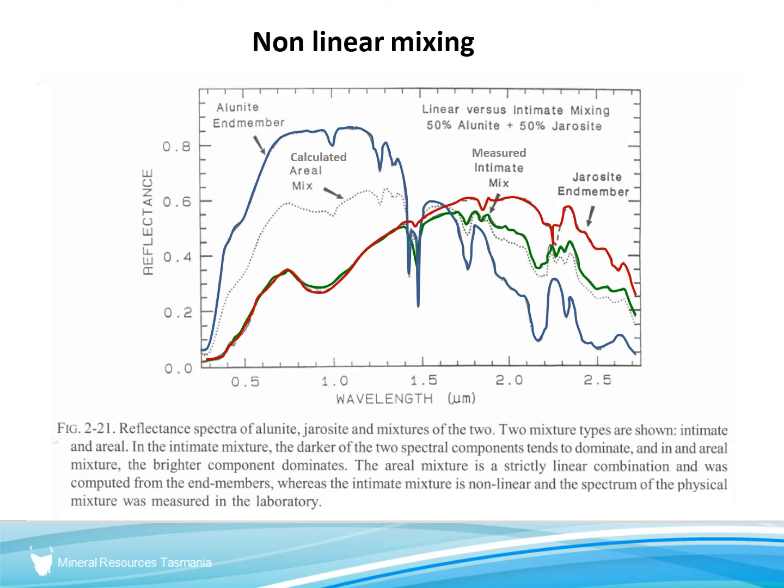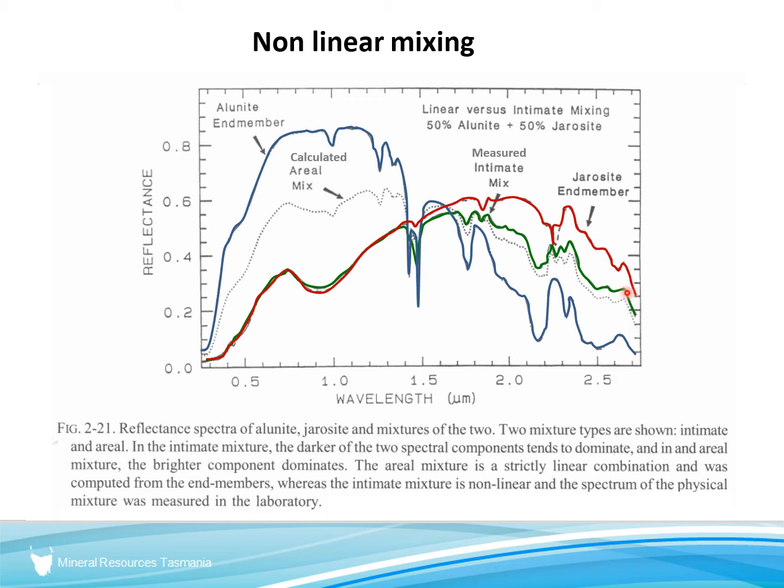So here's a mixture of jarosite and eleonite. Eleonite's in the blue up here, so that's the spectrum for an eleonite, and the red is the spectrum for a jarosite. Okay. So if you mathematically mix the two together, you get this dotted line. It's just going to be halfway between the two. That's what we think the spectrum would look like if we did a linear calculation.